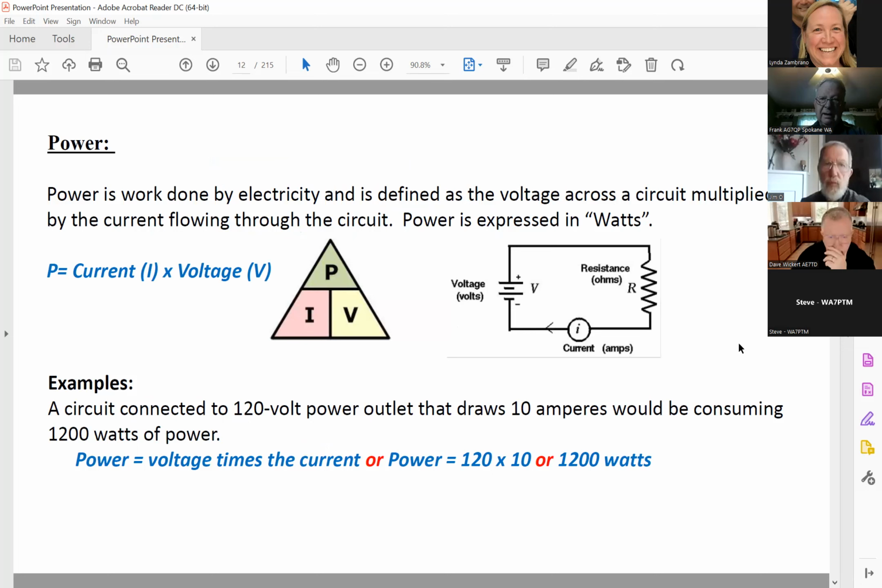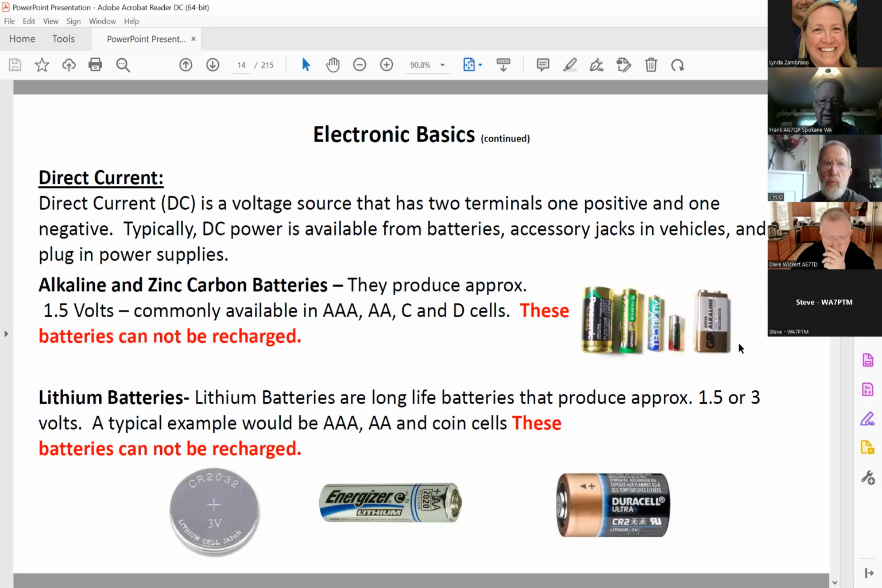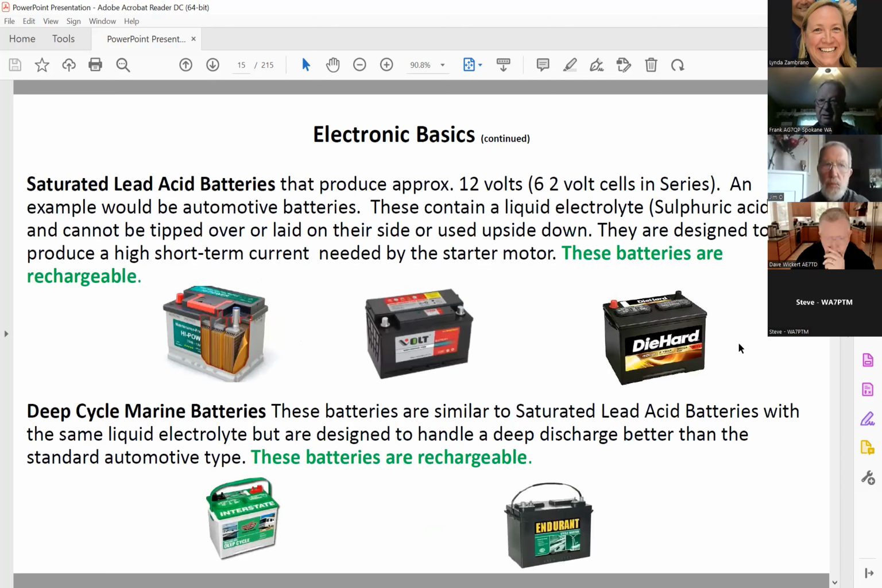You have DC current and you have AC current. DC goes just one way. Alternating current goes back and forth. Again, this is all basic. Direct current, you're going to either get it from batteries, and there are different types of batteries: alkaline, zinc, carbon. Those are the most common ones, and they're the cheapest. You have lithium batteries. They last longer. You have your lead acid batteries, and there are different types of those.